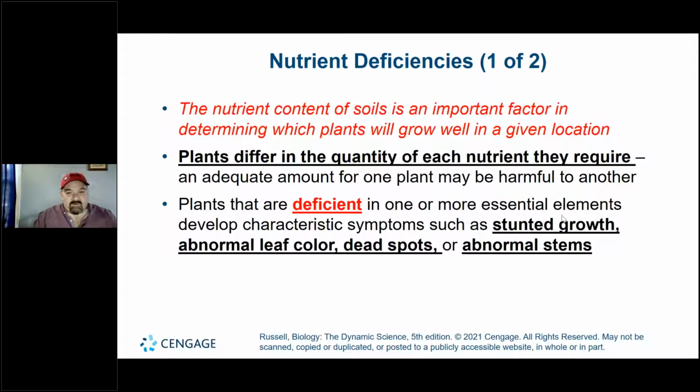Plants that are deficient in one or more of the essential elements show signs, so you should know them. This slide right here will definitely be on the final exam, as far as a question regarding deficiencies, probably about 2 questions, because I'll ask you a general question about what some of the symptoms are. So I'm even giving it to you, folks. Symptoms: stunted growth, abnormal leaf color, dead spots, abnormal stems. Wouldn't this make sense, as it's going to affect the actual anatomy of the plant as a result of not receiving the proper nutrients? Yeah, that absolutely makes total sense.